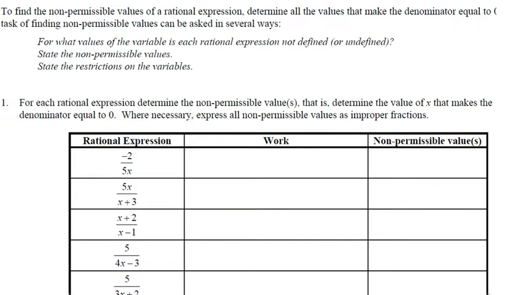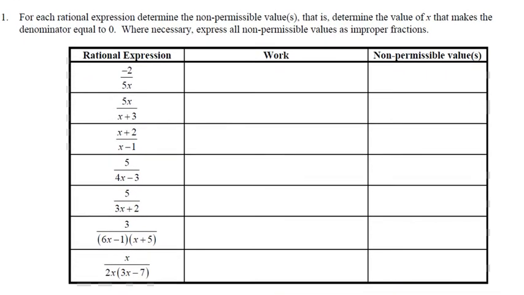To find non-permissible values of a rational expression, you must determine all the values that make the denominator equal to 0. It's on your sheet, it says equal to 0. And it says the task of finding non-permissible values can be asked in several ways. So we have several ways we can phrase this. For what values of the variable is each rational expression not defined or undefined? State the non-permissible values, or state the restrictions. Anytime you're dealing with a rational expression, somewhere in the back of your mind you have to be thinking non-permissible values, restrictions, etc. There are certain values that I have to watch out for.